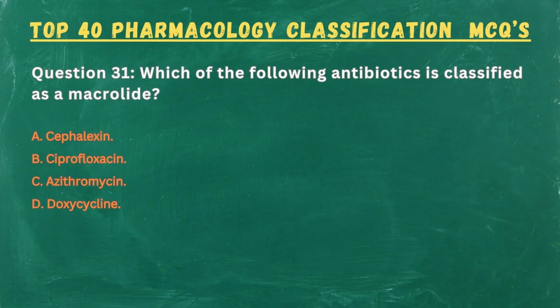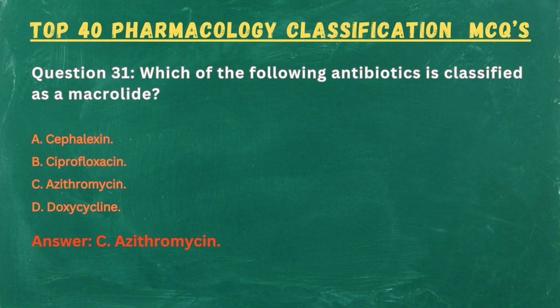Question 31. Which of the following antibiotics is classified as a macrolide? A. Cephalexin. B. Ciprofloxacin. C. Azithromycin. D. Doxycycline. Answer: C. Azithromycin.